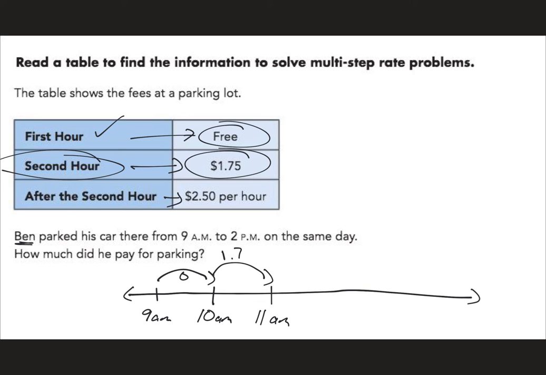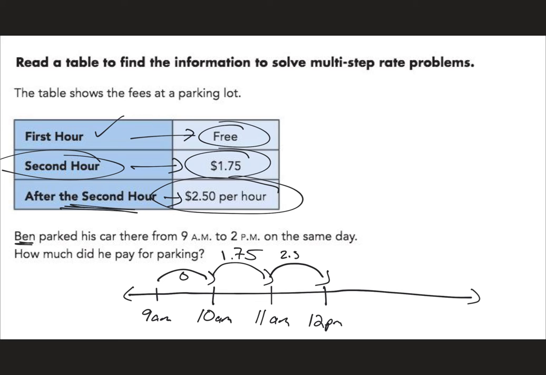$1.75. Okay, and then every hour after that second hour is going to be how much, Libby? $2.50. So from 11 a.m., what would the next hour be? 12 p.m., that's noon. So the hour from 11 a.m. to 12 p.m. will cost how much?